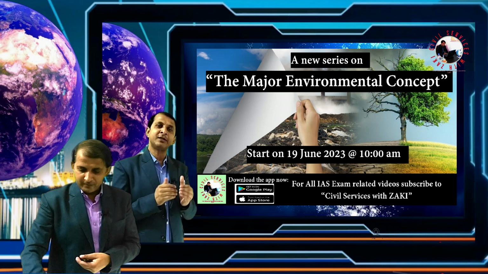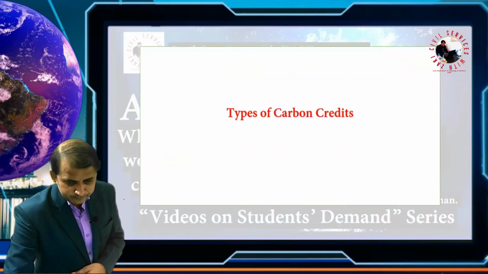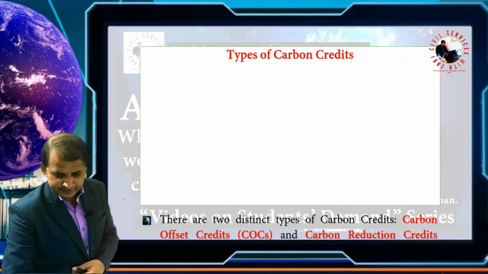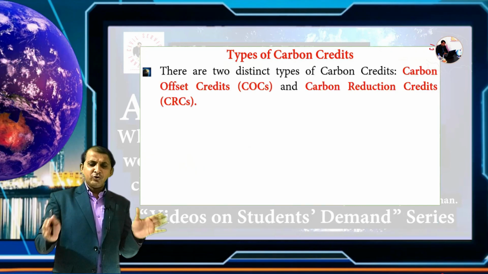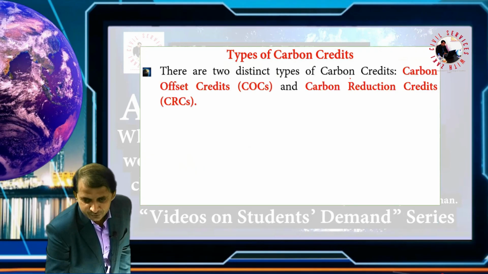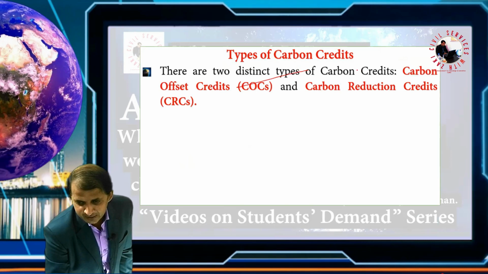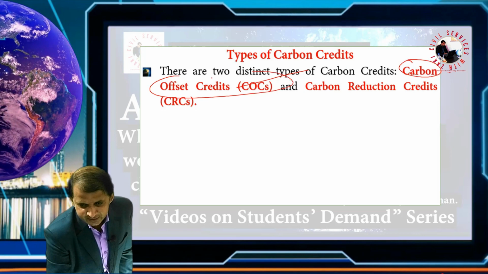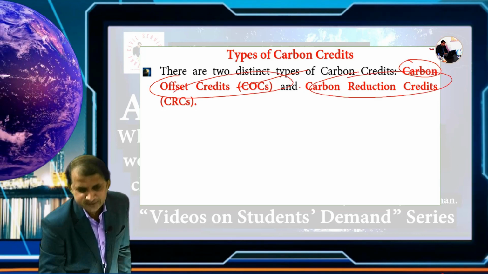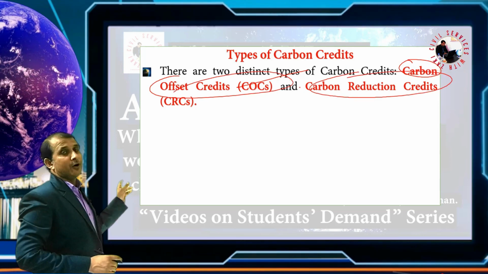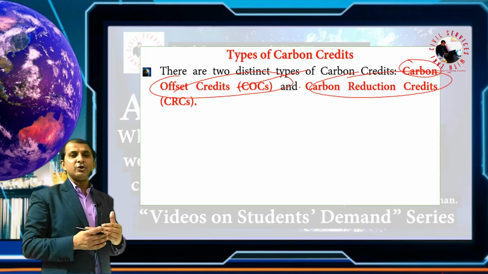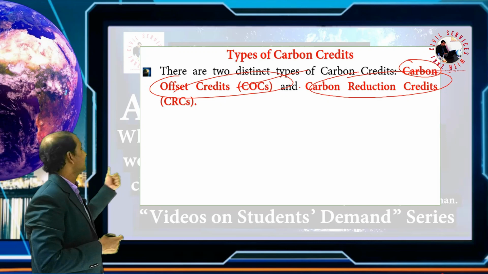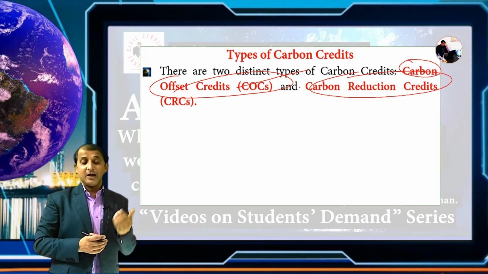So we move forward and see the types of carbon credit. There are two types of carbon credit: one is the carbon offset credit, COC, and the other is the carbon reduction credit, CRC.